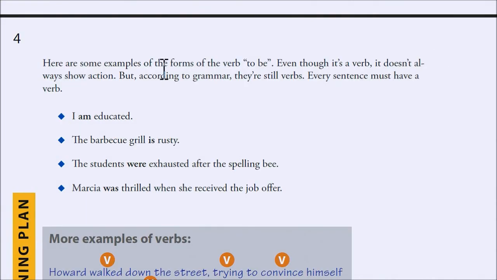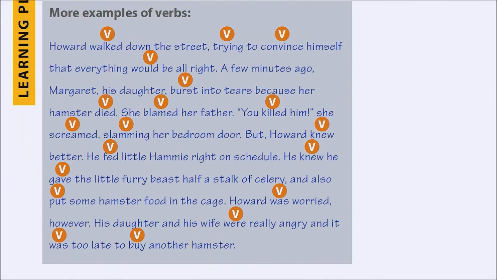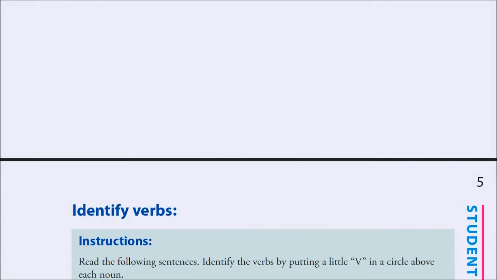All right, see this here? I am educated. Am is the verb. Or the students were exhausted after the spelling bee. Were is the verb. All right, and here are some more examples. You can just read this on your own. Every verb in this paragraph has a little V over it. You can take a look at that on your own.